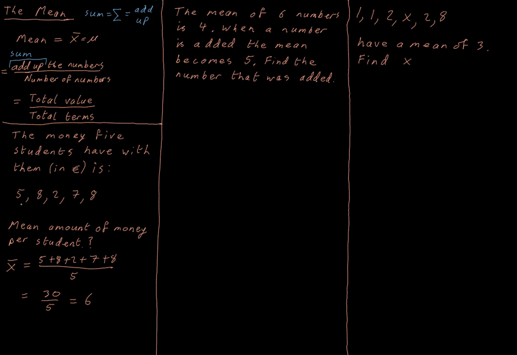One quick point on our list here, we can see that most of the students have roughly the same amount of money, give or take, but the 2 is quite far out of the rest of the group, and we would call numbers that are quite far out of the main data set, of the main group, outliers or extreme values.